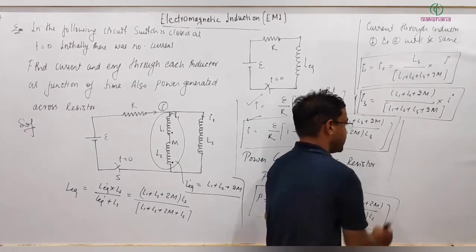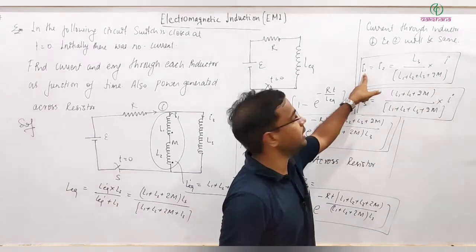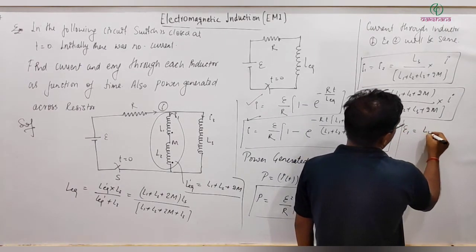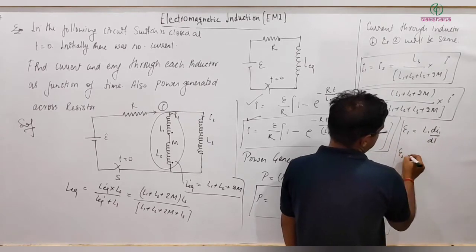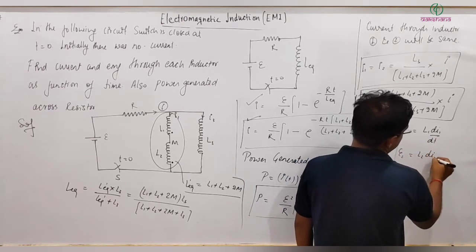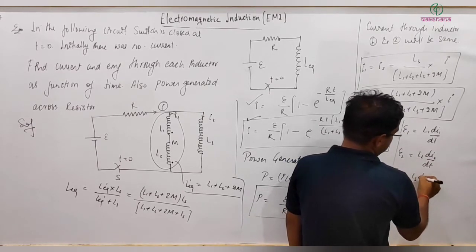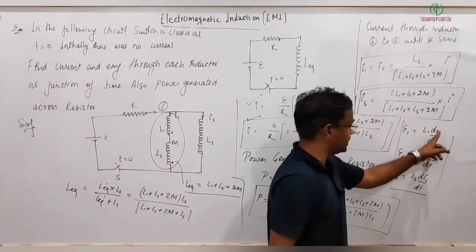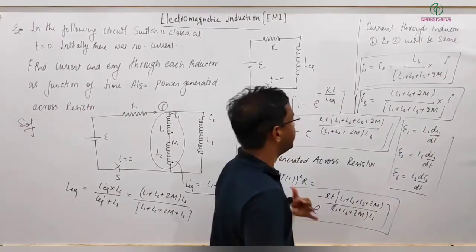The EMF is also asked for, and that will be with dI1 by dt. EMF 1 is L1 dI1 by dt, EMF 2 is L2 dI2 by dt, EMF 3 is L3 dI3 by dt. Now we have everything, I1, I2, I3. Just simply substitute and you will get the answer.